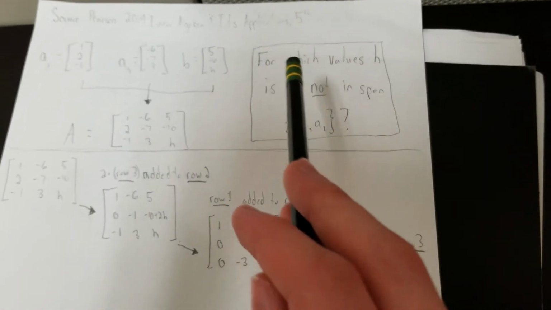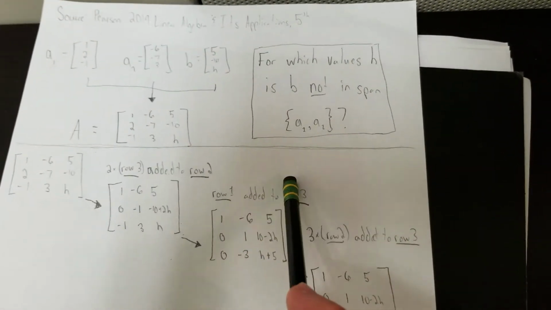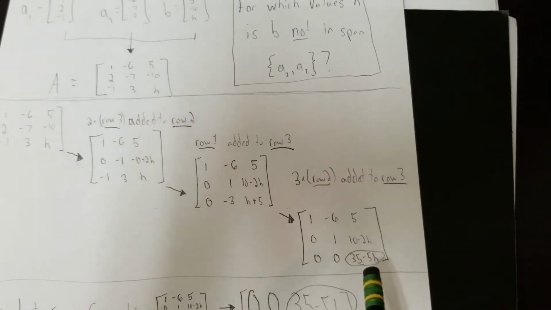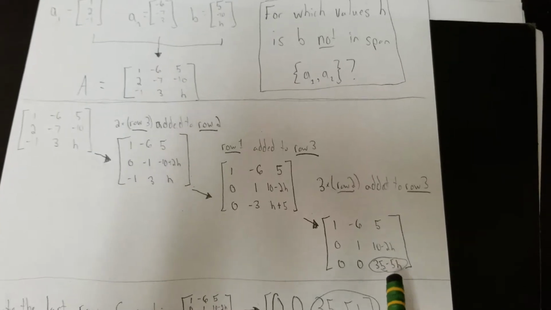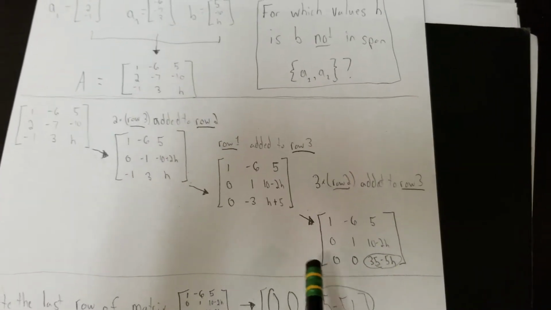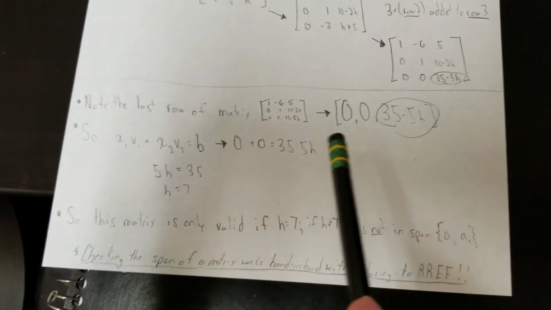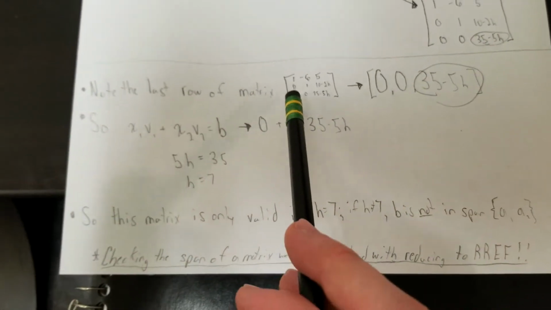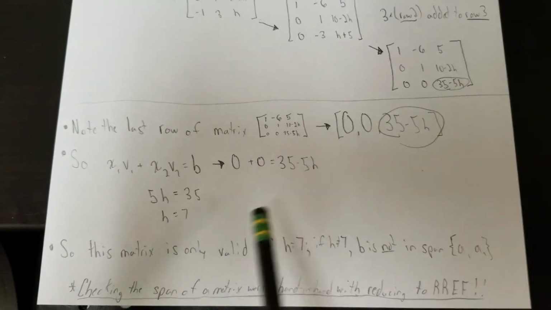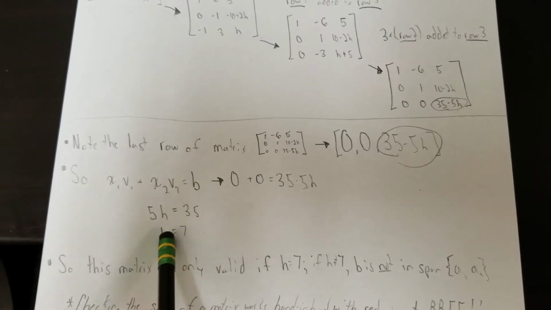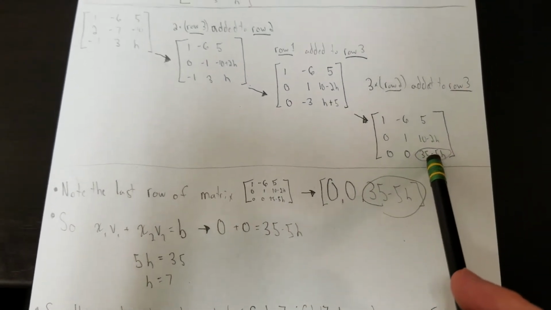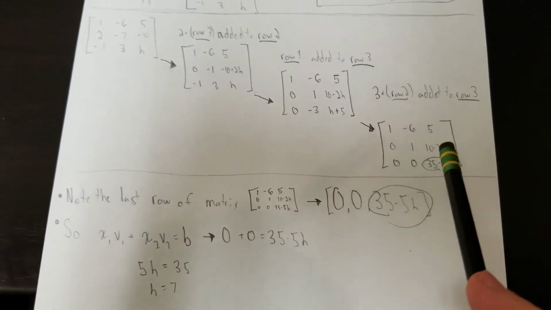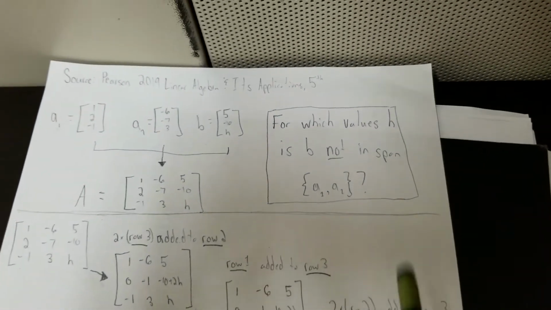We're just answering for which values of h is b not in span a1, a2. And you'll see as long as we don't have a pivot position in the third row right here, as long as this is a non-zero value, the matrix will be consistent. So basically what we do down here is we make an equation, set 0 equal to this last column, simplify it further, and we'll get a value of h equals 7. So basically, as long as h equals 7, this last position right here will be 0, and the matrix will be consistent, meaning that b will be in span a1, a2.